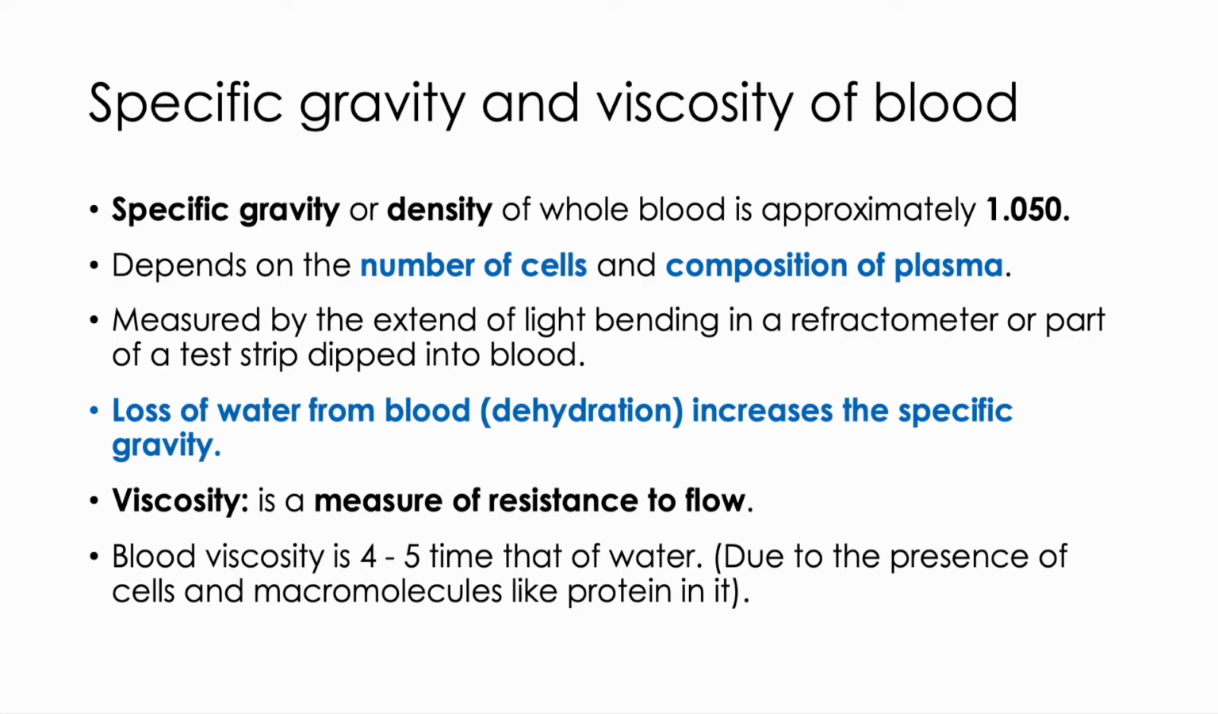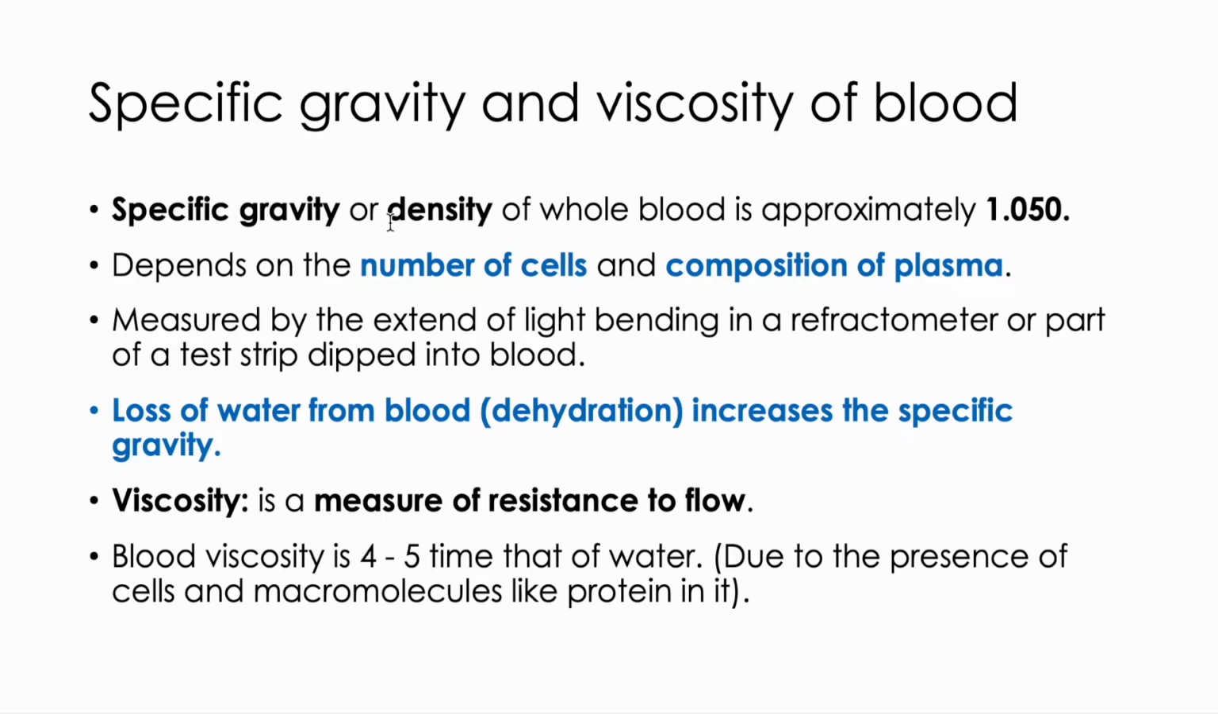Now let's take a look at the specific gravity and viscosity of the blood. Specific gravity tells you about the gravity of a certain thing. And the viscosity of the blood means the compactness of the blood, the thickness of the blood itself.